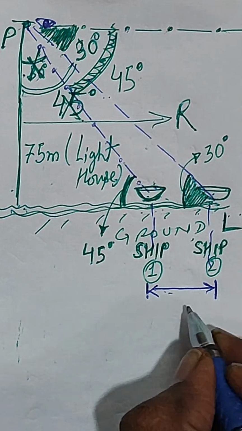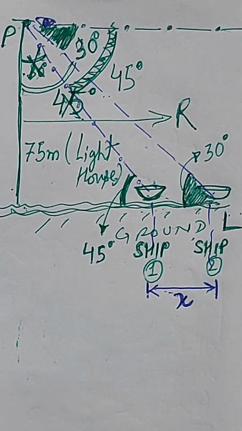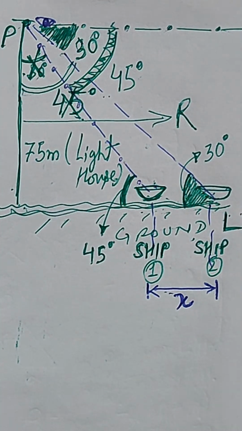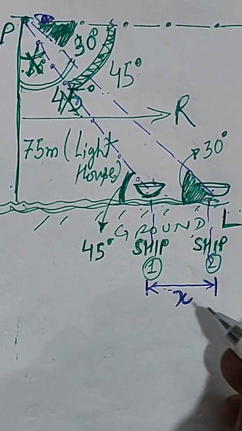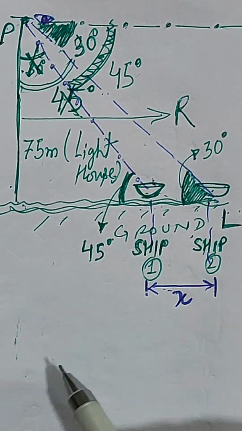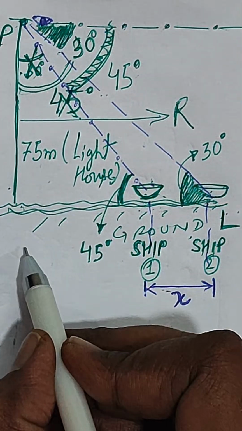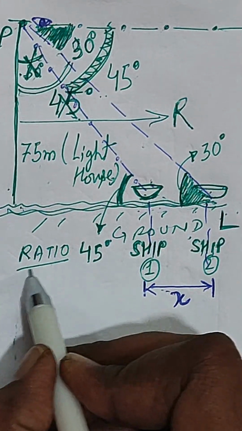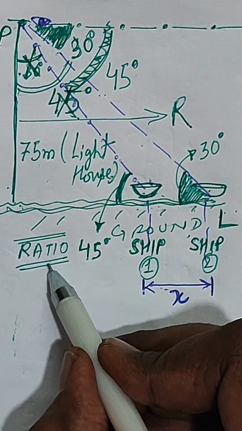This one, let us say this distance is x, right? I hope I will look at your question after this, don't worry. So from here we can see the 75-meter lighthouse is given to you. That means we should know the values of the trigonometrical ratios, and which ratio we need to take over here.